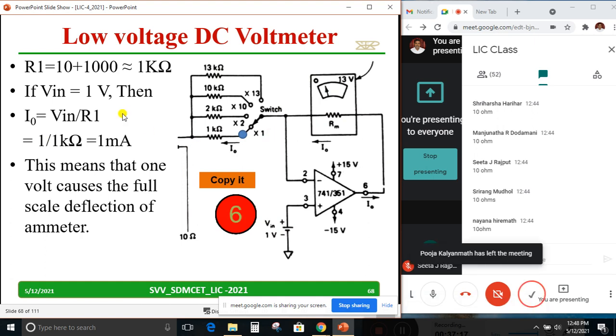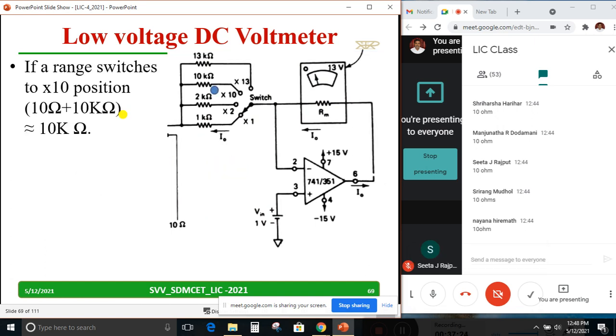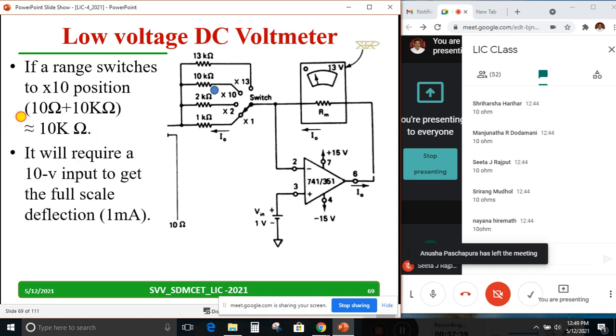Similarly, let us consider a rotary switch where I am changing the position and have connected the 10 kilo ohm. So this is a 10 kilo. That time 10 ohm plus 10 kilo ohm comes to around 10 kilo ohm only. Now 1 volt is there. Therefore, it will require 10 volts input to get a full scale deflection, or you can say 1 milliampere. So to get a full deflection, now I have to give 10 volts instead of 1 volt.